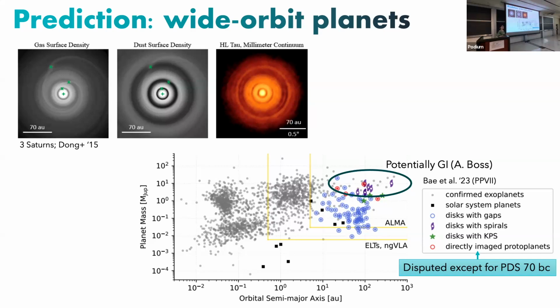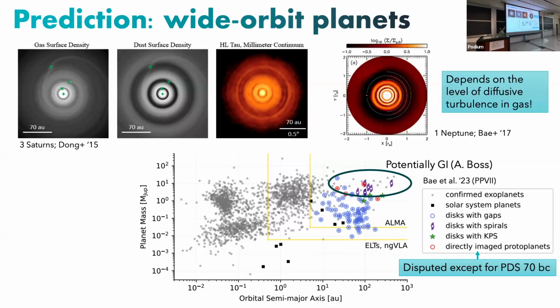However, depending on what you think the disk is doing, or the properties of the disk, which are very uncertain, the same object can also be explained by a single Neptune at a particular location. It just all depends on the level of diffusive turbulence in the gas, which is highly uncertain because it's very difficult to get a direct measurement of the turbulence in protoplanetary disks, given that it's highly subsonic. It's very different from star-forming environments. So a lot of these blue points over here, just be careful, because they come with a lot of uncertainty.